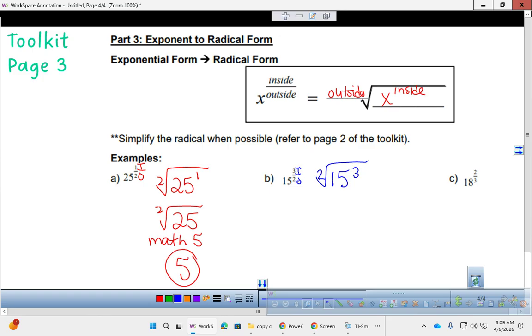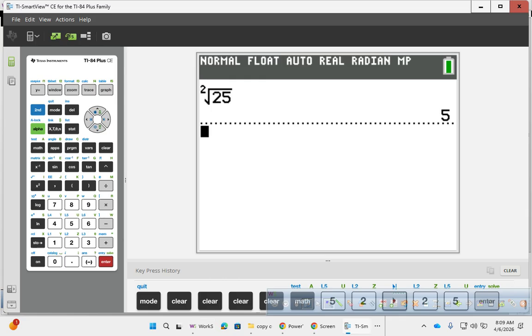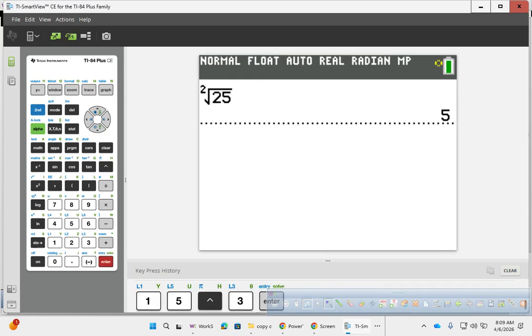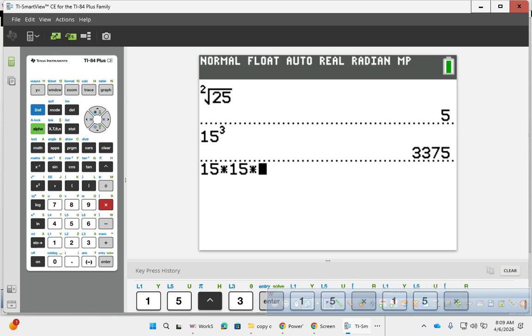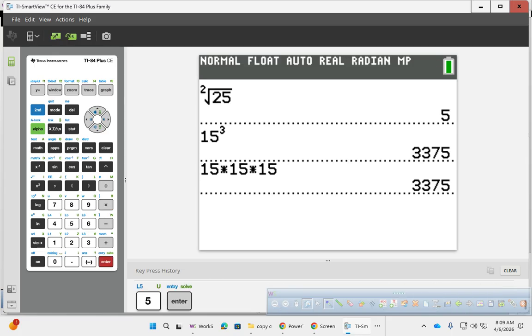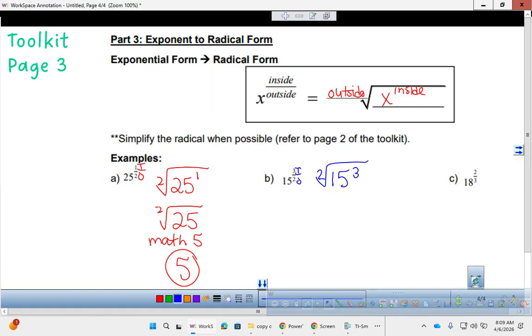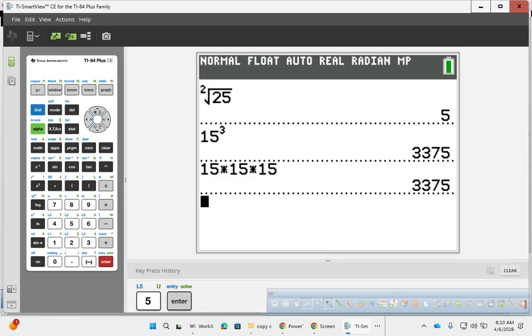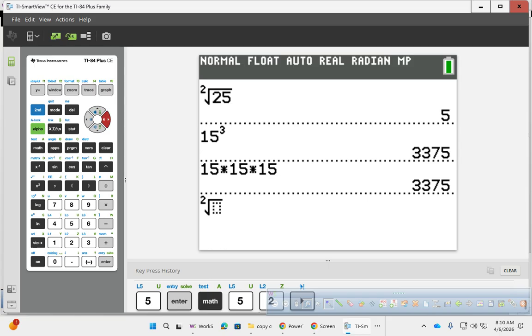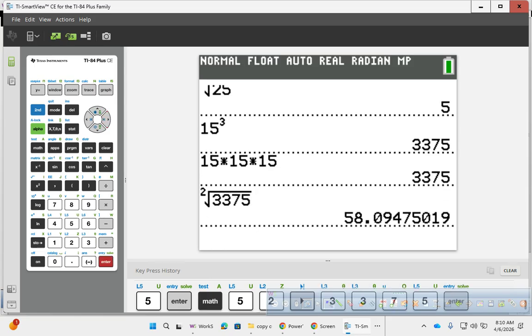So 15 to the third power is not 45. It looks like this, or you could do 15 times 15 times 15. So I'm going to change that 15 to the third power to 3,375. Everybody okay with what I'm doing so far? All right, so I'm going to math 5 this, the square root of 3,375. And I get a decimal.